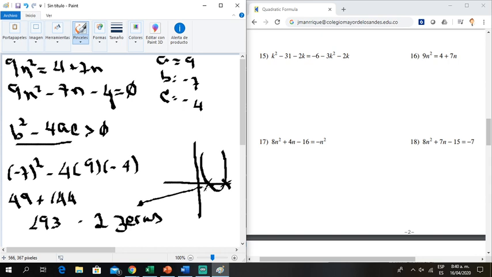Okay, the teacher is replacing the discriminant. Remember that the discriminant equation is this one. Look at that. Remember, if this is bigger than 0, we have two roots. If it's equal to 0, we have only one root. And if it's less than 0, no root appears.